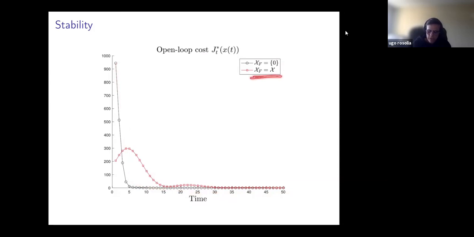On the other hand, when we don't use the origin as a terminal constraint, our cost first goes up and then goes down. And this is because, again, we lose all the theoretical guarantees.